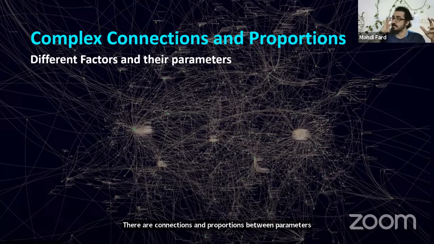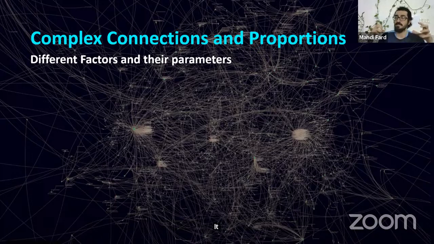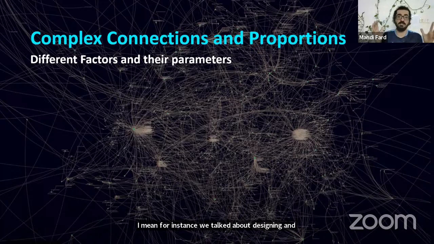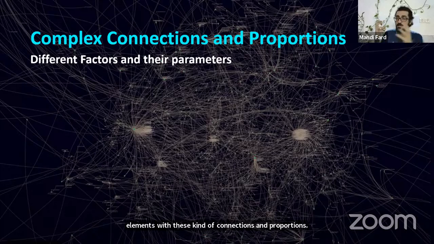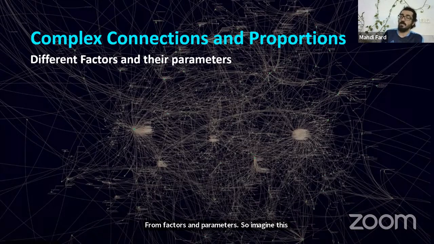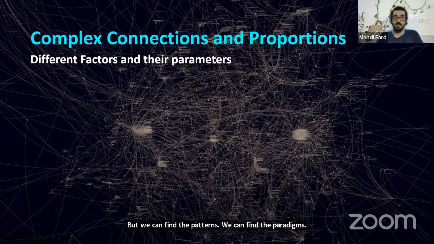For instance, this image is related to a complex big data. It's not important where the resources are, but for instance, we talked about designing an element with these kinds of connections and proportions from factors and parameters. Imagine this is a model we're going to go through. There's no way we can find out how to solve this complex problem directly, but we can find the patterns, we can find the paradigms. These are related, as a summary, to what we discussed earlier.